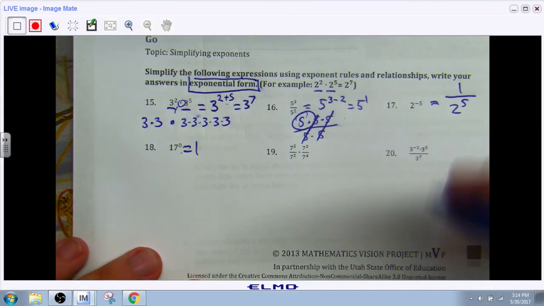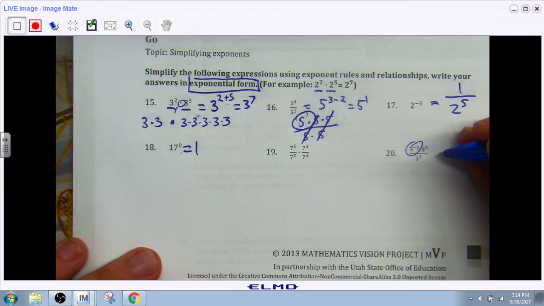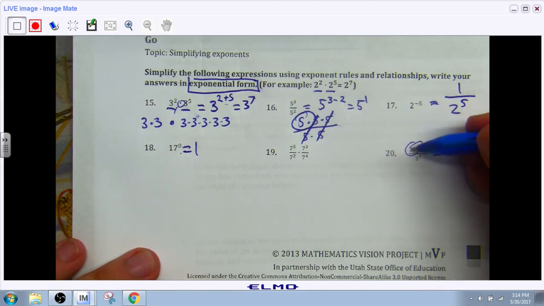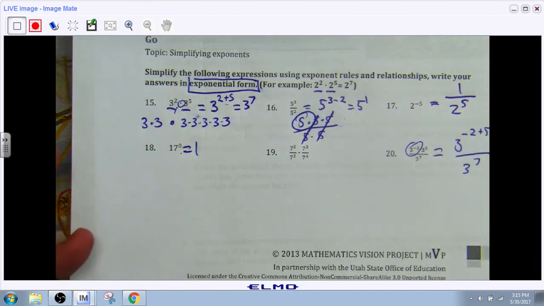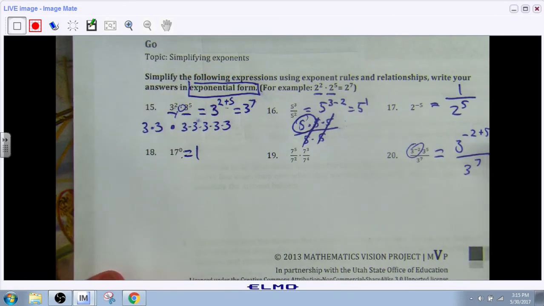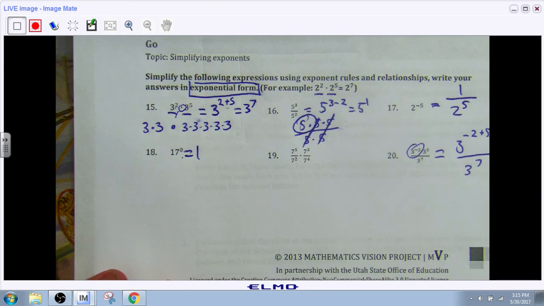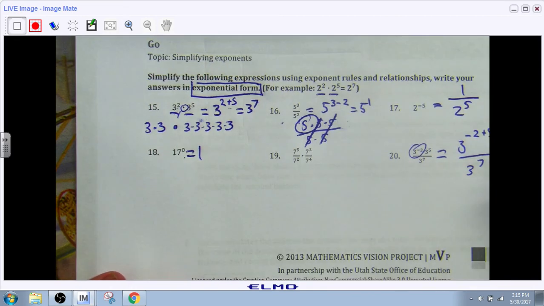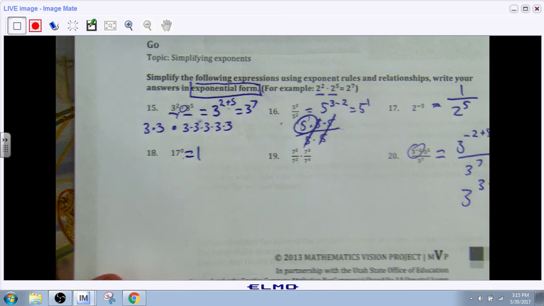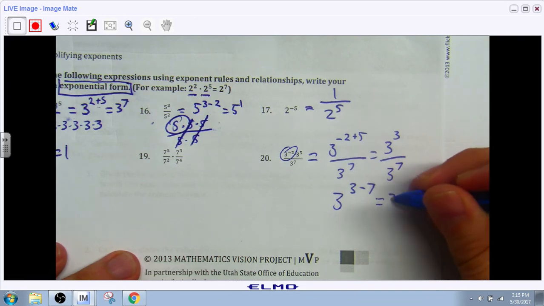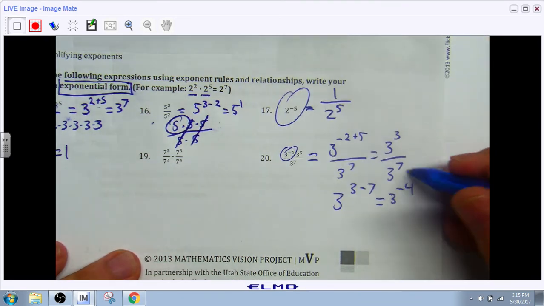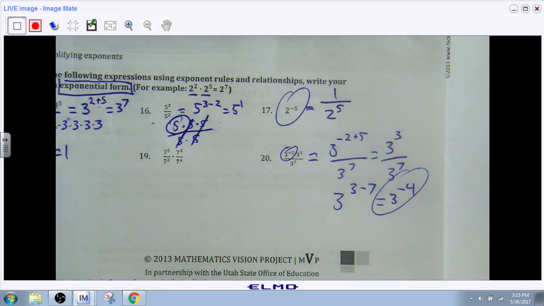20 is a little bit complicated because we have this negative 2 here first. So my first move with that is we can do all sorts of things, but just remember this here. When we have them multiplied by each other, we add. So this is going to be 3 to the negative 2 plus 5, all over 3 to the 7. Negative 2 plus 5 is going to be 3 to the 3 over 3 to the 7. Then, from division, we subtract. So we have 3 to the 3 minus 7, which is going to be 3 to the negative 4. And then because of inverse rules, you should be able to answer it from there. There's just one more step you need to take.